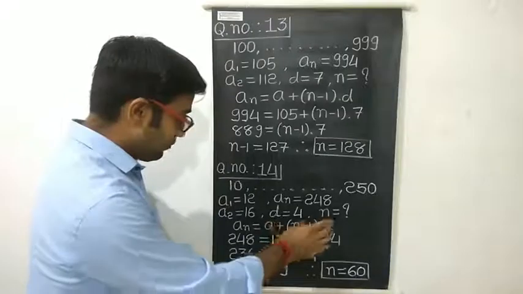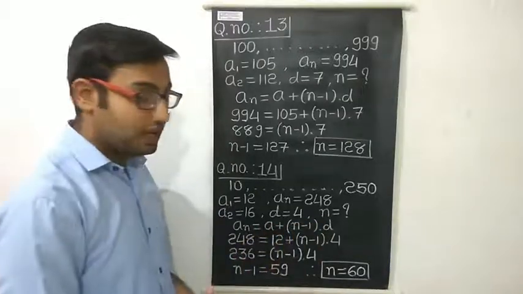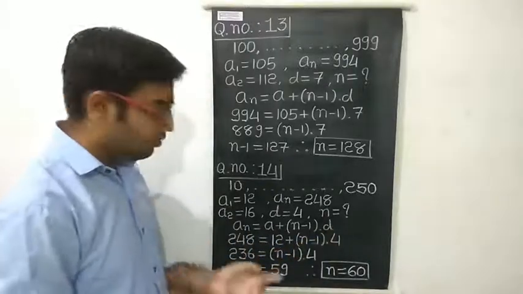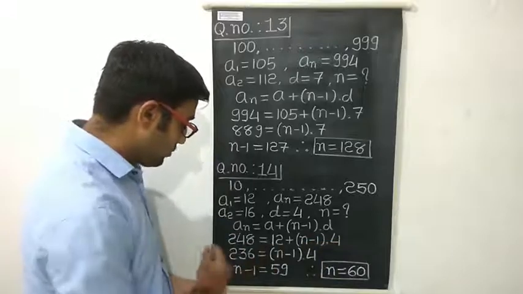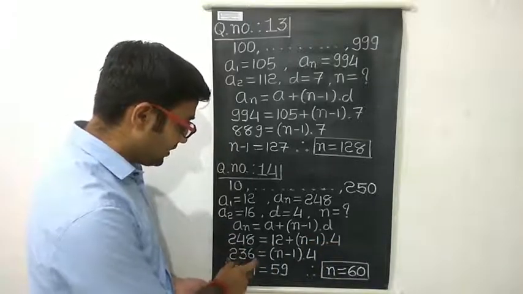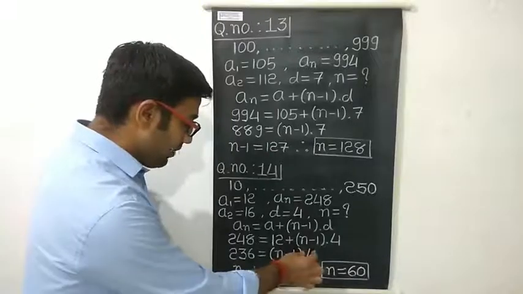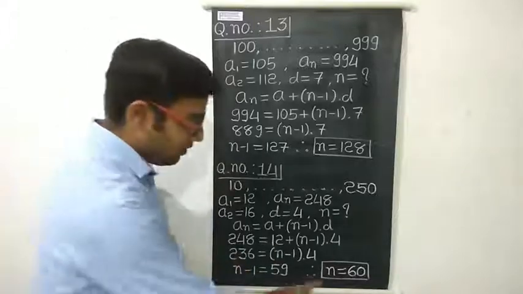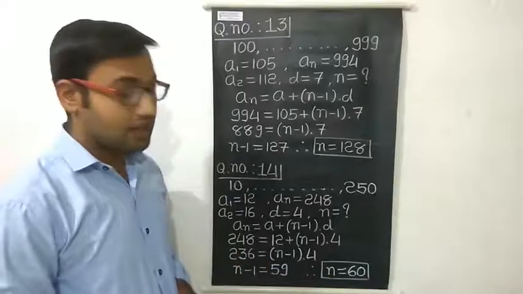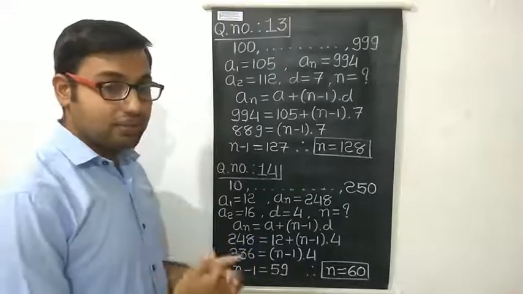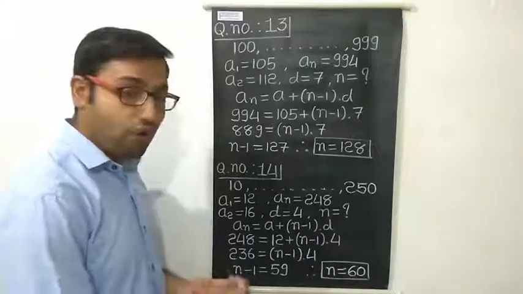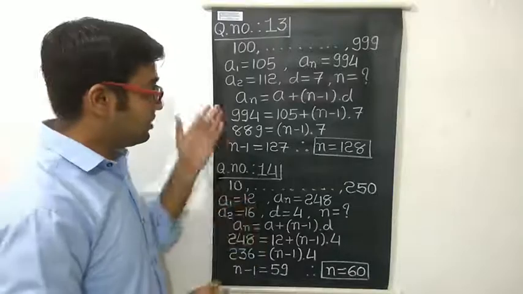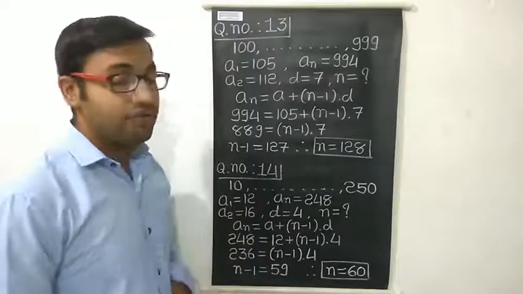Okay, so now use this formula: an is equal to a plus (n minus 1) into d. an is 248, a is 12, plus (n minus 1) into d, where d is equal to 4. By taking this 12 to the left-hand side, we get 236 is equal to (n minus 1) into 4. By dividing by 4, we get n minus 1 is equal to 59. And by taking this 1 to the right-hand side, we get n is equal to 60. So there are 60 numbers which are multiples of 4 between 10 and 250. Okay, so this is how we can solve this type of question.